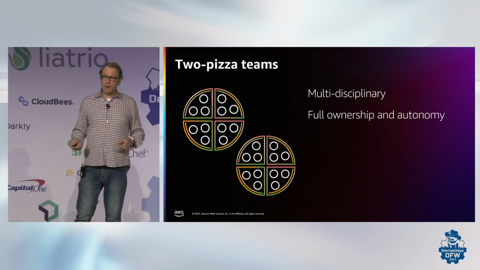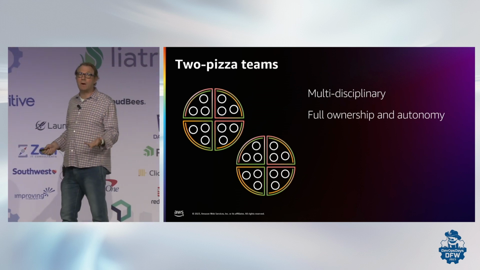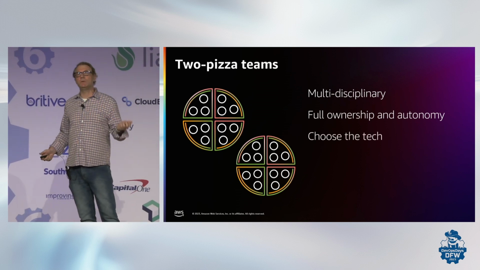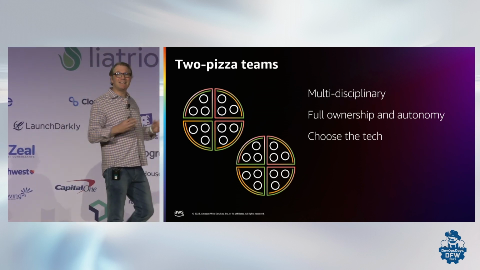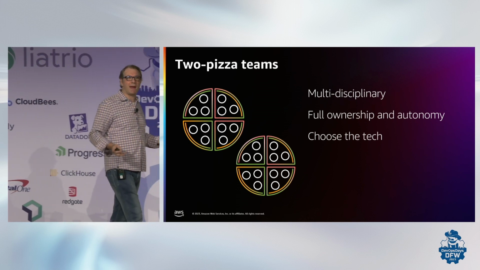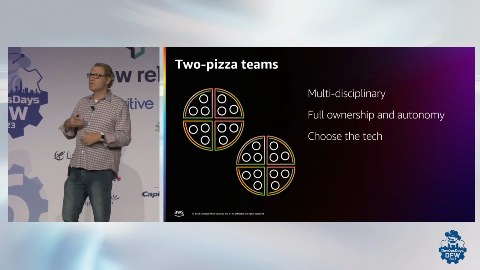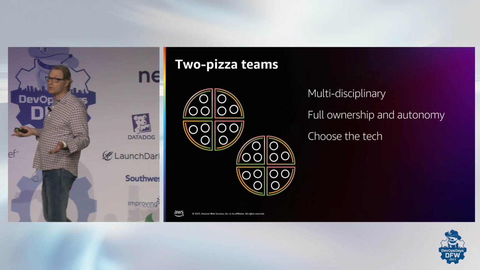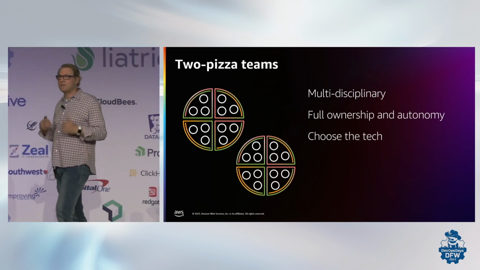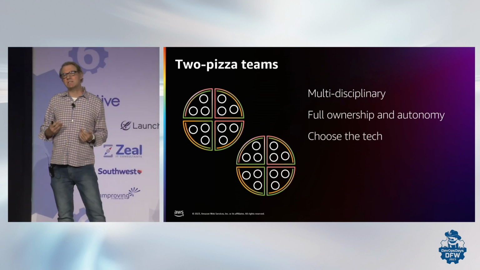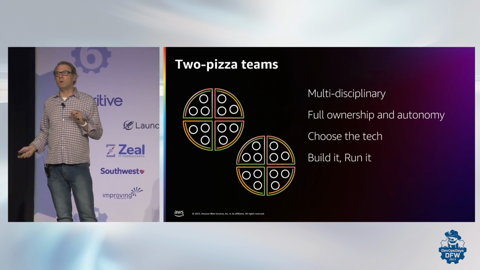Right? But they also have ownership and autonomy over the services that they own, which means they get to choose the tech. Now, don't get me wrong, there are certainly incentives to choosing certain technical paths at Amazon. There are certain things that are centrally supported. There are certain things that have preference over others. But if the team decides they're going to use Rust or whatever, that's up to them. If they can justify that, they can use it. And the other thing about ownership is they build it, they run it.